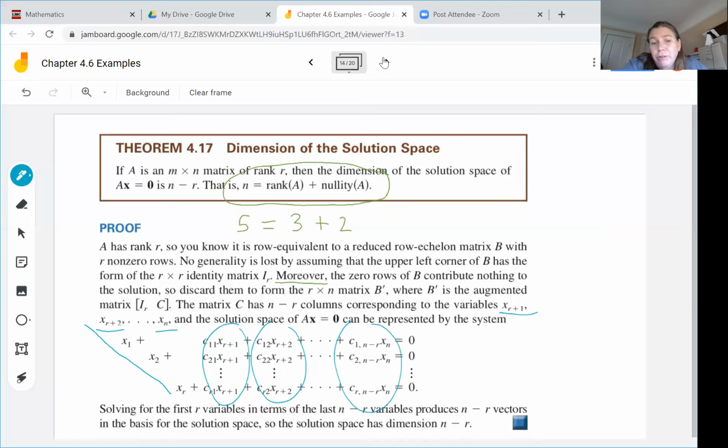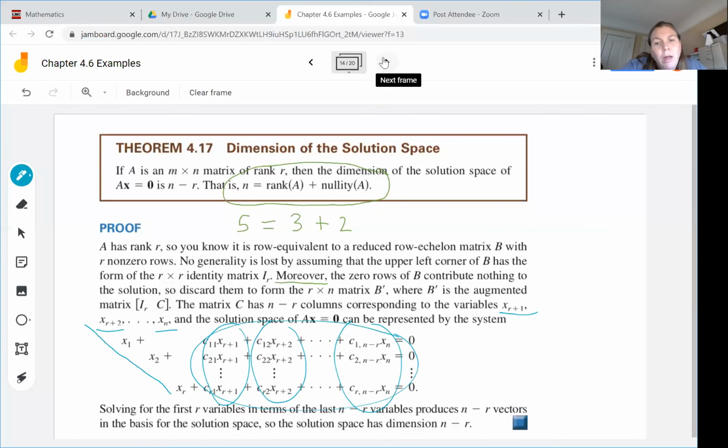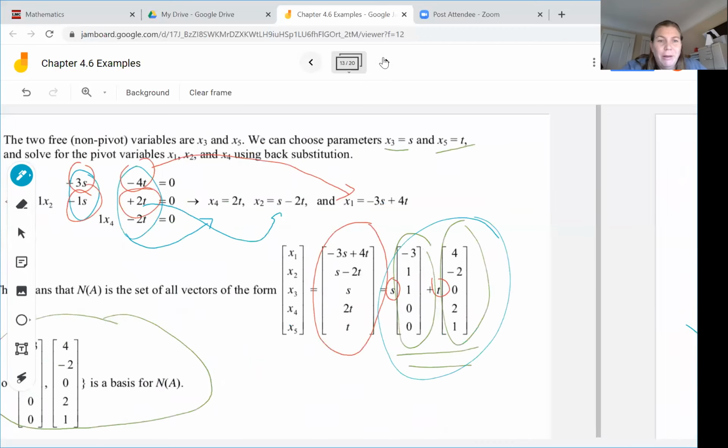So solving for the first r variables in terms of the last n minus r variables produces n minus r vectors, right? That's going to correspond in here, just like in this example, we had 2 vectors because our rank was 3, and we had 2 free variables. And so the solution space has dimension n minus r. I think it's easier to see from our earlier example.